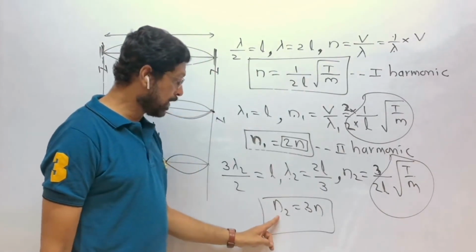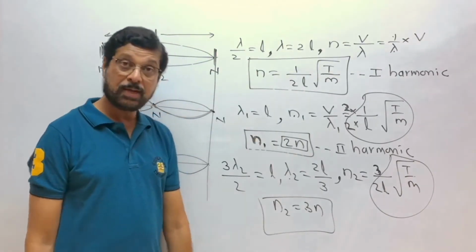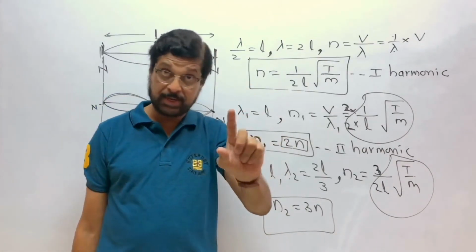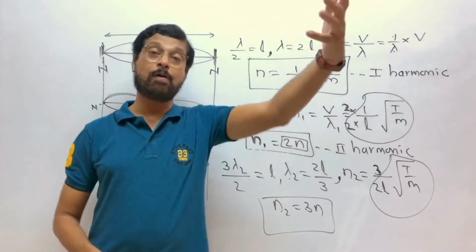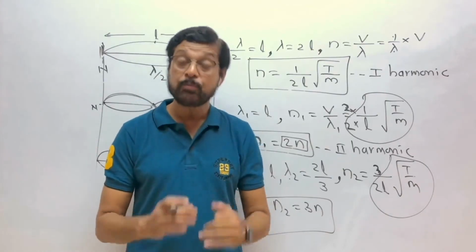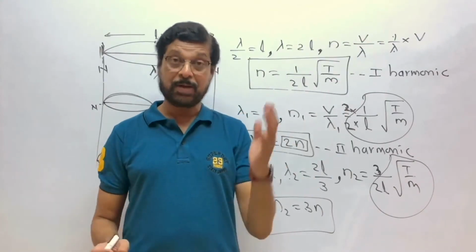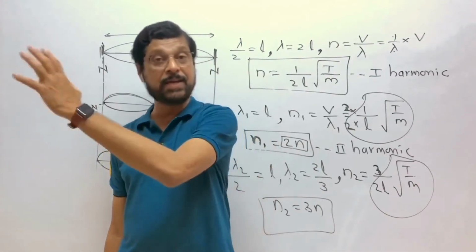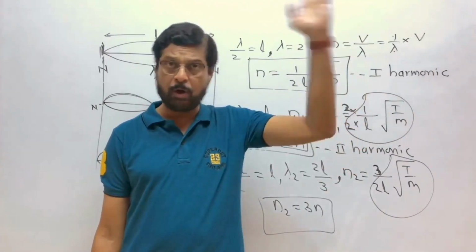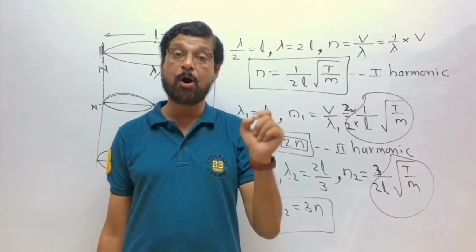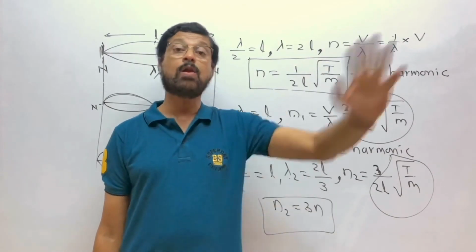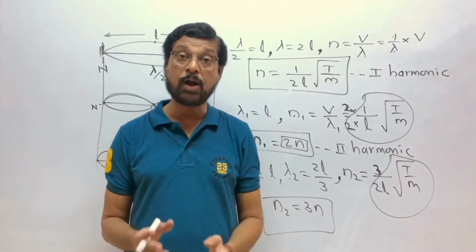So second overtone N2 is equal to 3N. So what do we mean by harmonics? The fundamental frequency N and all of its integral multiples. Fundamental frequency together with all of its integral multiples. मतलब fundamental frequency N और उसके सारे integral multiples 2N, 3N, 4N, 5N, 6N, 7N, 8N, 9N, 10N and onwards are called harmonics. The fundamental frequency together with all of its integral multiples are called harmonics.